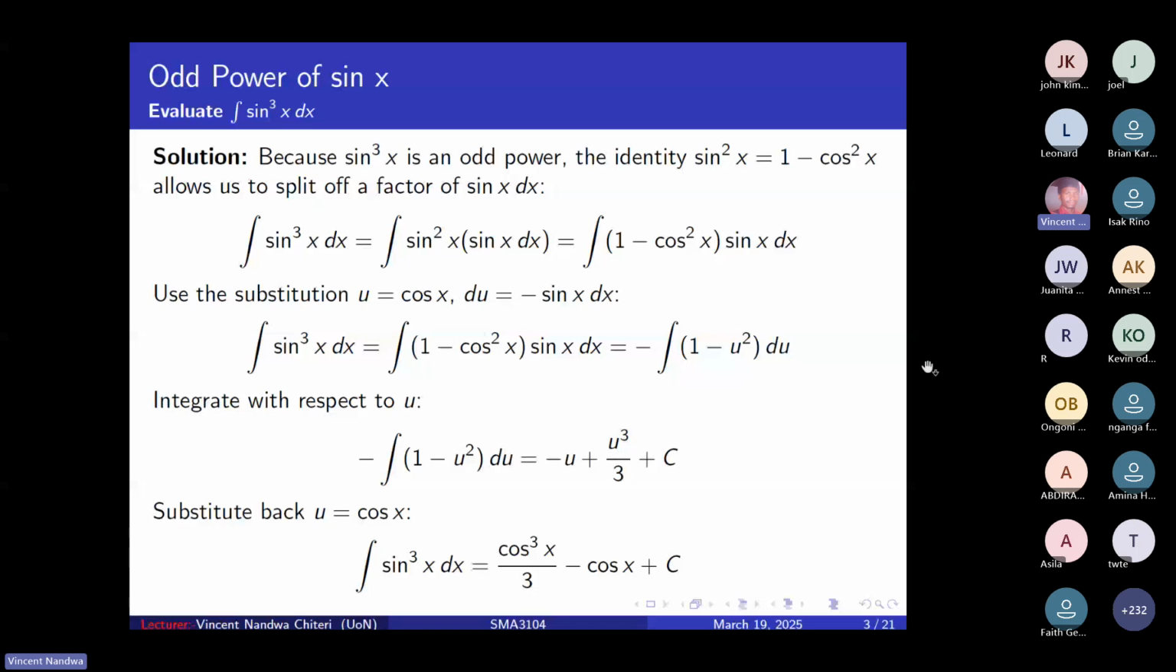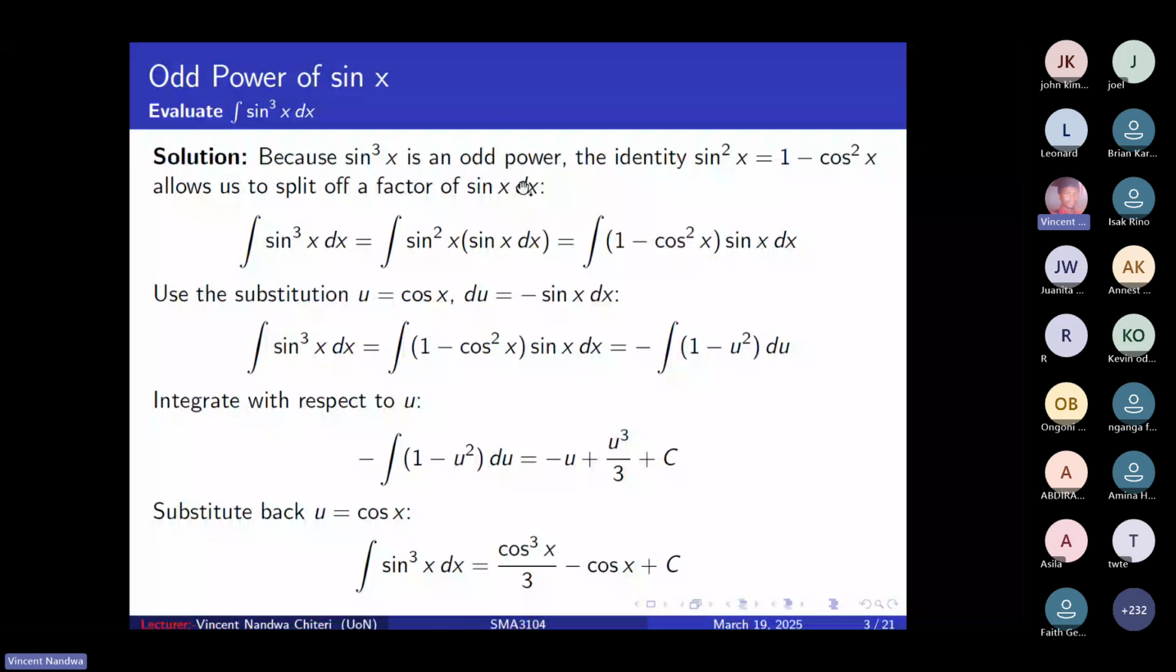So the first example is to evaluate the integral of sine power 3x dx. In this case, the value of n is 0, so cos x power 0 is just 1. When one of the powers of the sine or cosine function is an odd power, you remember that sine squared x plus cos squared x equals 1.